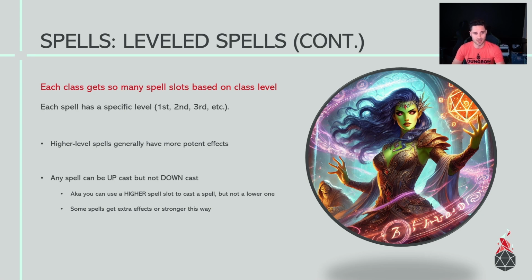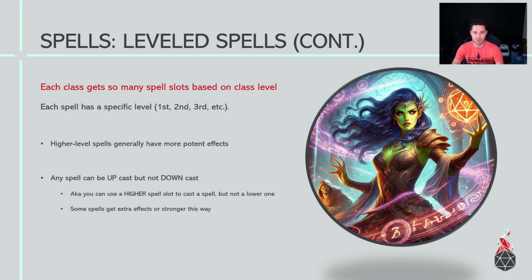Higher level spells generally have more potent effects. Basically, the higher level the spell is, generally it's going to be a stronger spell or have more effects to it. Also, any spell can be upcast, but not downcast. What this means is you can use a higher spell slot to cast a spell, but not a lower one.